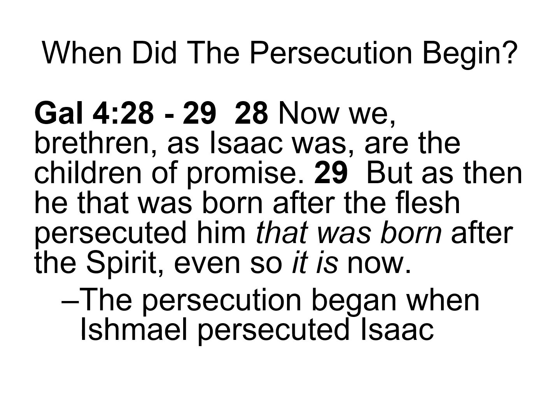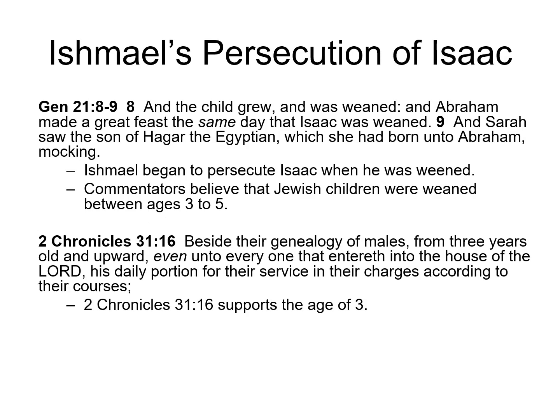When did this begin? Well, fortunately, we have some more details provided for us in Genesis chapter 21, verses 8 through 9. So in Genesis 21, verses 8 and 9, we read, "And the child grew and was weaned, and Abraham made a great feast the same day that Isaac was weaned. And Sarah saw the son of Hagar the Egyptian, which she had borne unto Abraham, mocking."